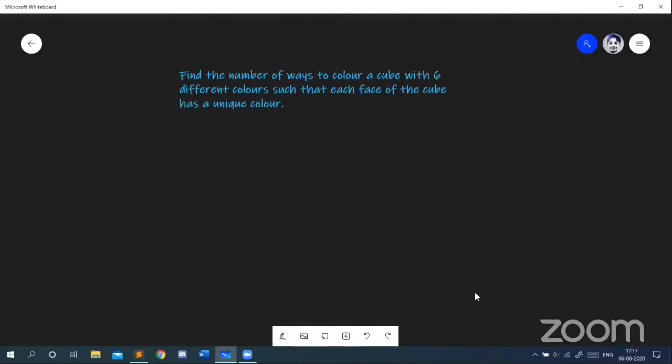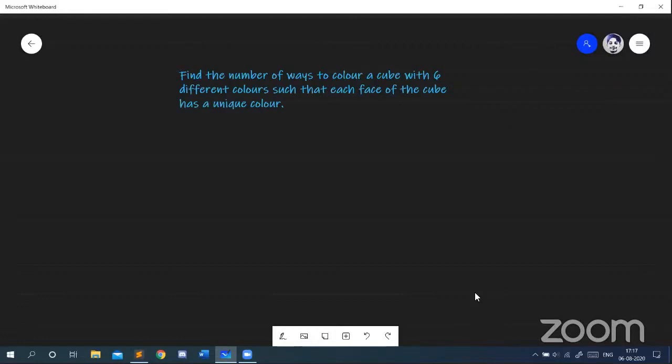So this problem asks you to find the number of ways to color a cube with 6 different colors such that each face has a unique color, right? So you have 6 different colors already given to you, right? And you have a cube. You have to find the total number of ways in which you can color that cube. And I hope you can notice here that rotations will affect our number of colorings just like they did in circular permutations, right?